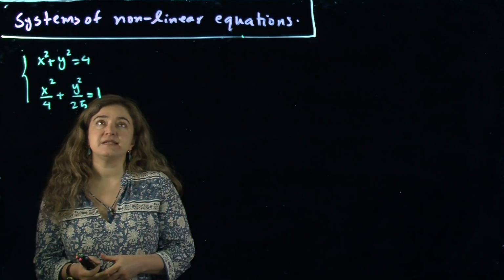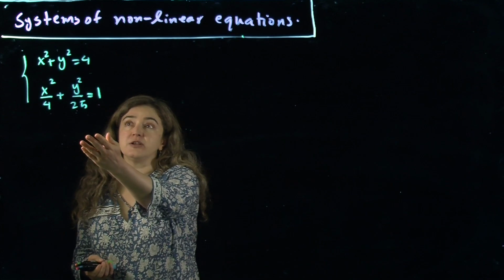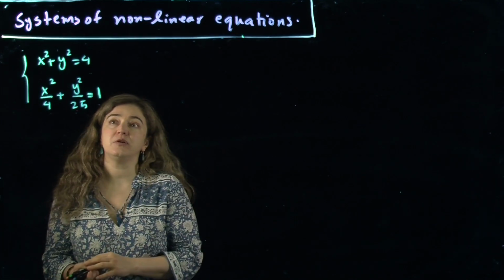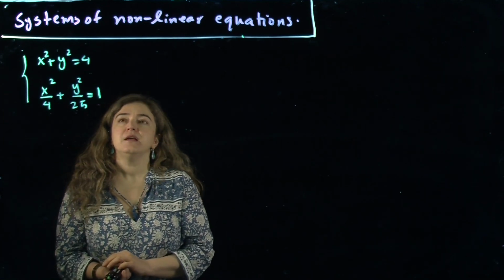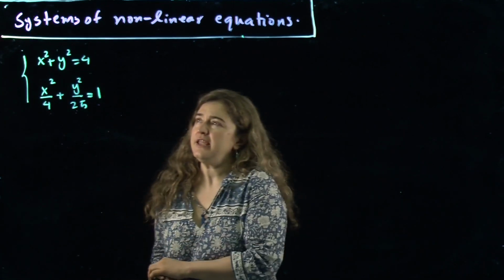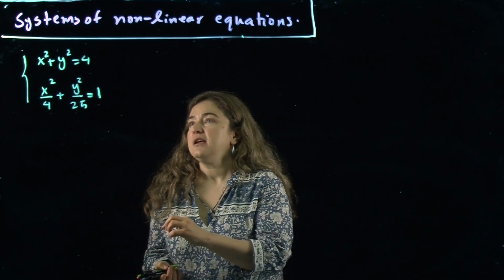So we continue with systems of nonlinear equations. This time we're going to do an example of two equations and none of them are linear. So what is a person to do in here? I think elimination is the best way to do this.